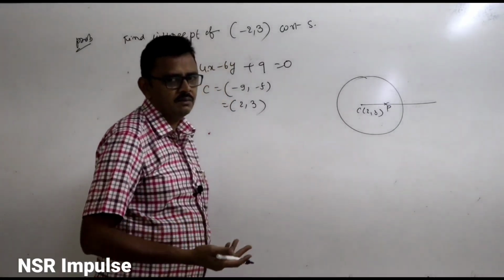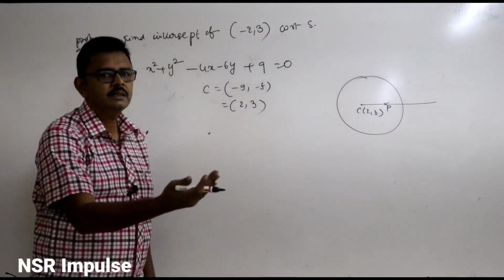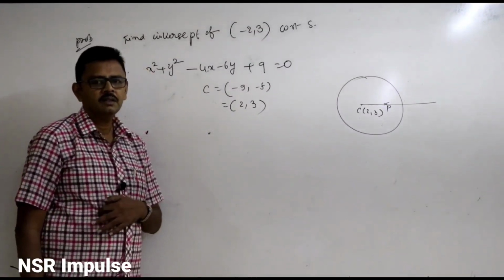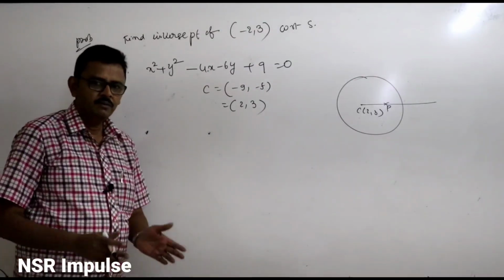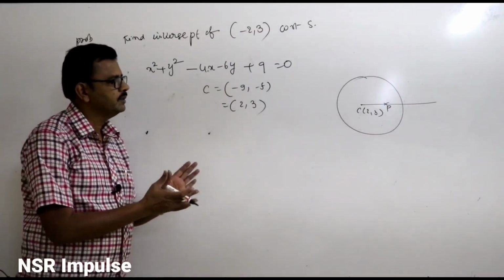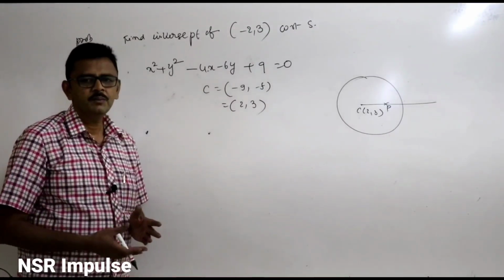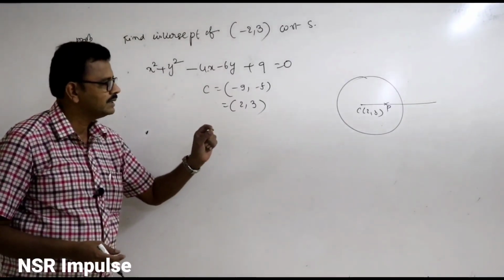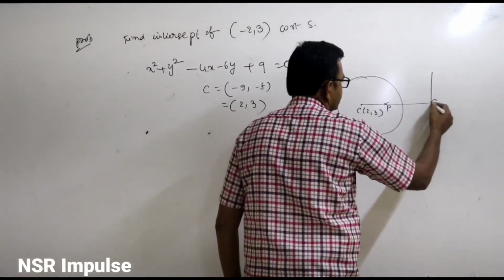It depends on S11, the position of the point. If S11 is greater than 0, the point lies outside the circle. S11 equal to 0, on the circle. S11 less than 0, the point lies inside the circle. But whatever it is, I am just assuming the point is here. Suppose S11 greater than 0, it lies outside, but it doesn't matter, just for example I am taking. The point is P. Now this is the polar.